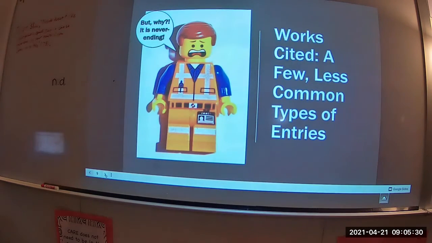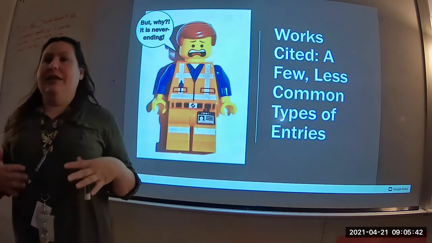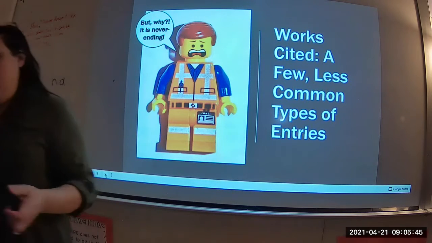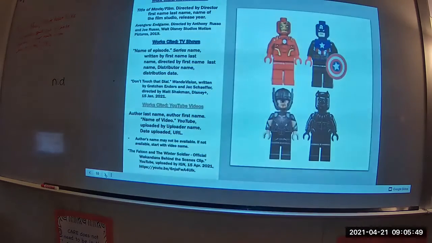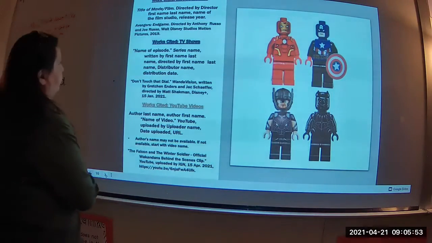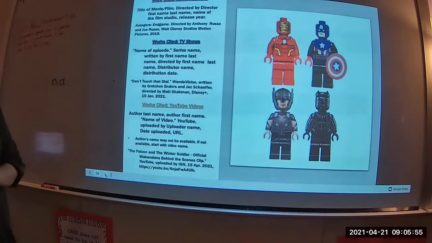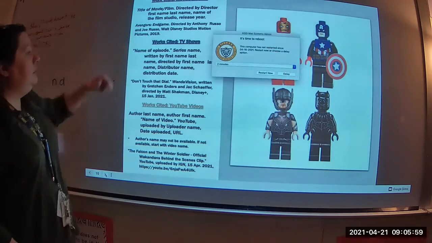So here's a few less common types of entries because there are tons, and I'm going to show you on Purdue OWL because tomorrow you're going to have kind of like a scavenger hunt where I'm going to purposely give you the less well-known type of citations, and you're going to have to set them up. So, movies and films. This has become very popular, especially when it comes to documentaries and things like that. People like to cite them.